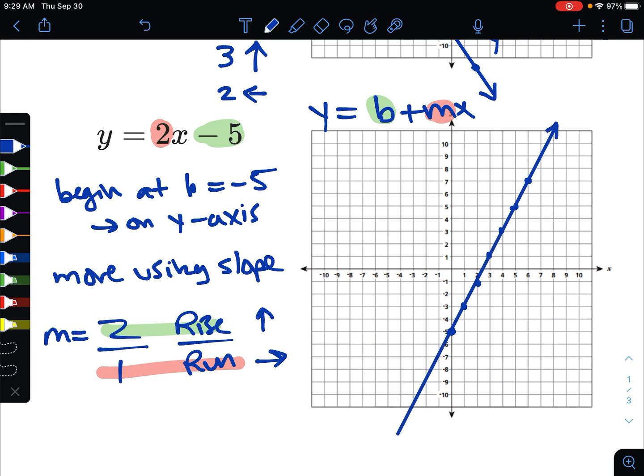My line goes off the grid a little bit on either direction. Arrows on the ends, because there's no reason not to. There's no context here, no story that says that the arrows wouldn't make sense. And then our last step is to label it with the equation y equals 2x minus 5. And that's how we use the equation to graph a line.